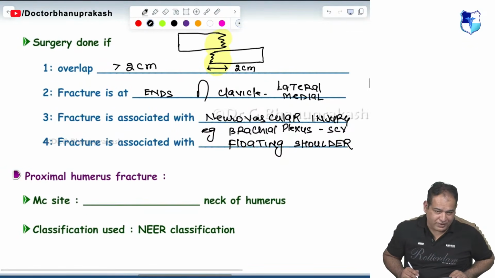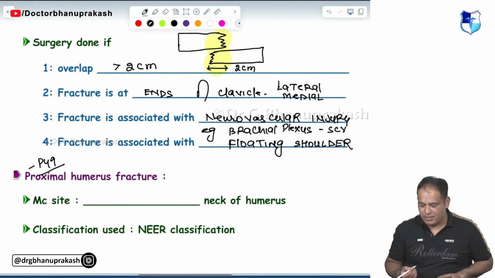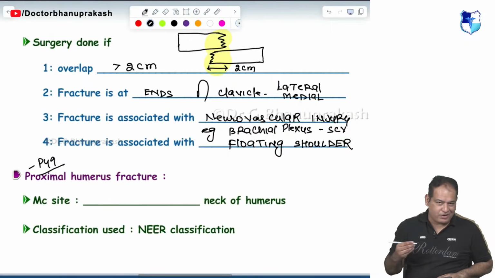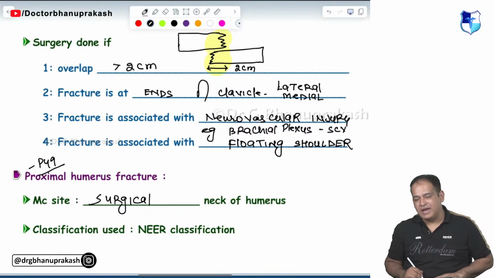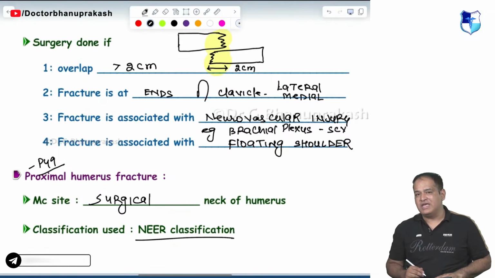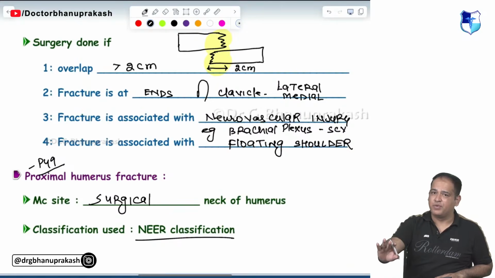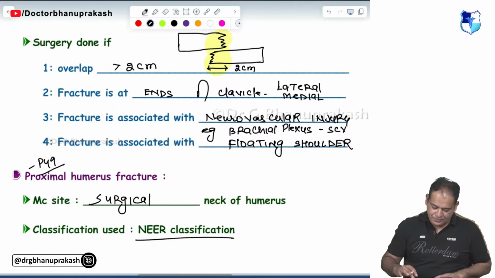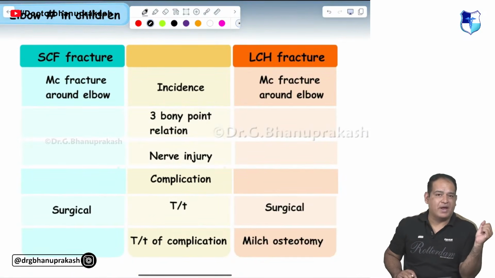Now, as a part of PYQ, this is the only thing which I found important. Proximal humerus fracture. What is the most common site? Surgical neck of humerus. What is the classification system used? Neer classification. Nothing else is important, believe me. Right? Let's move forward. Elbow fracture in children.